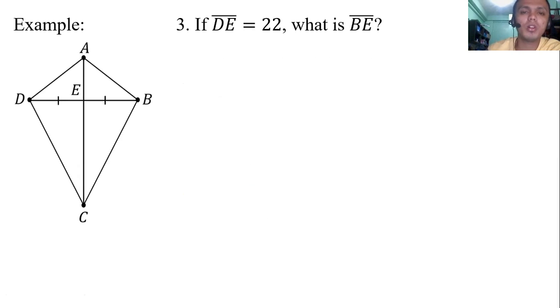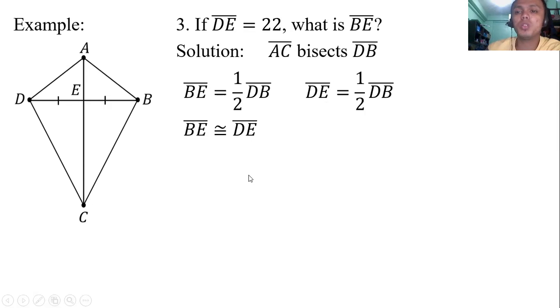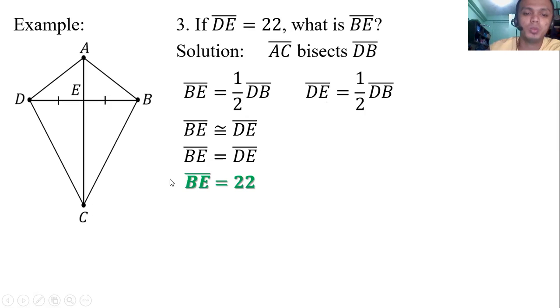Number 3 example, no? Here, if your DE naman is equal to 22, what is your BE? Okay? So how can we find BE? Again, since AC bisects DB, therefore BE is equal to 1/2 times DB. And also DE is equal to 1/2 times DB. So as you can see here, si EB kalahati lang ni DB, si DE, ito naman, kalahati lang din ulit ni DB. So therefore, your BE here is congruent to DE. And if they are congruent, then they are equal. Now, substitute. Your DE here is 22, therefore your BE is also 22.